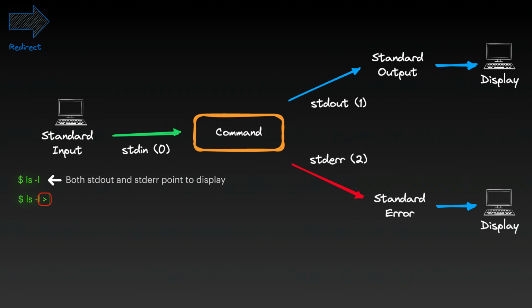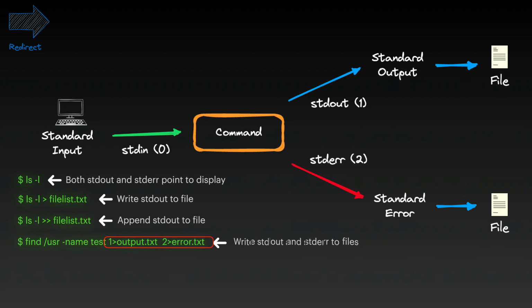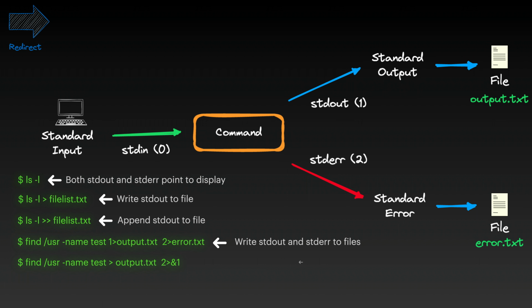With redirection, you can switch the standard output to a file. You can also append to a file. The standard output and standard error can be redirected to different files for clearer output. The standard output and error streams can also be merged into a single stream and then redirected to a file.